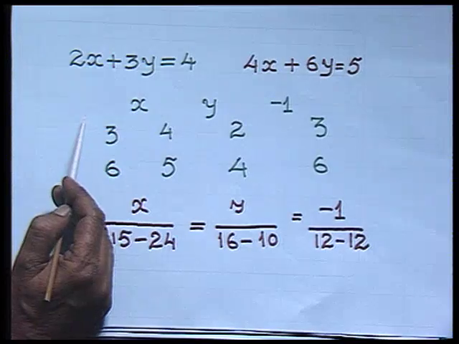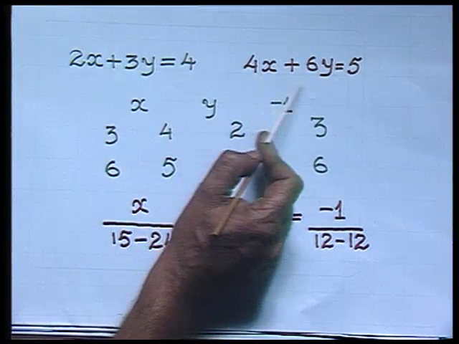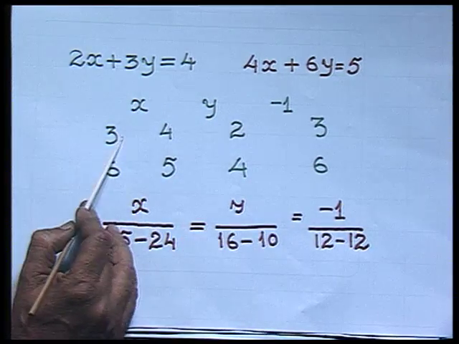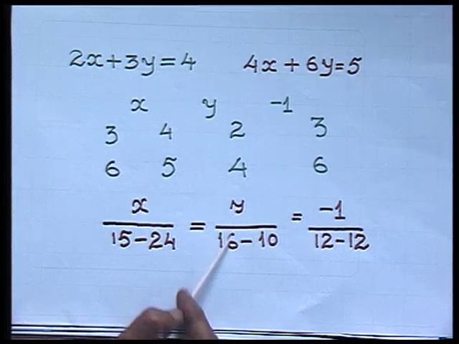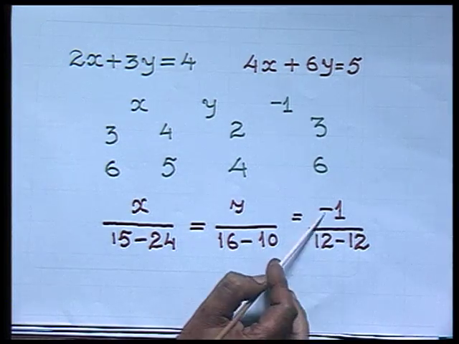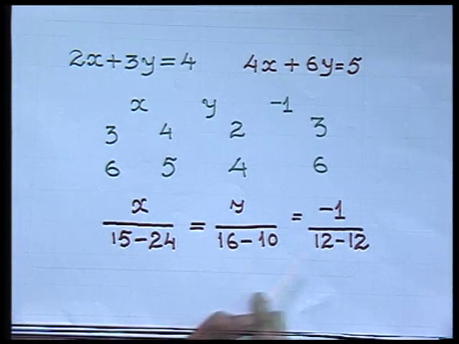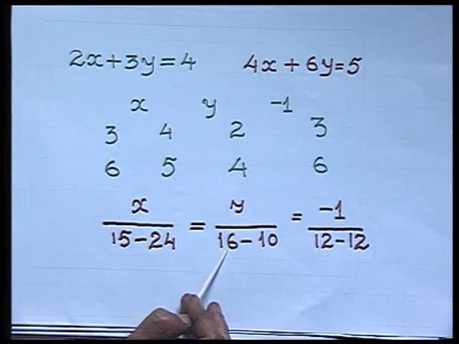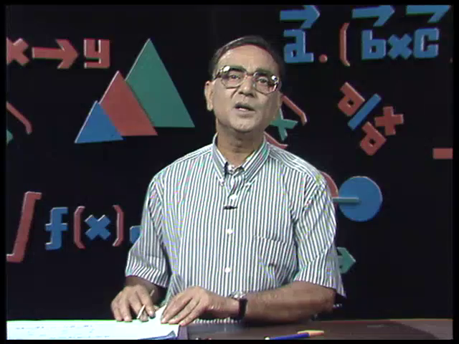So here let us take another case now. The equations are 2x plus 3y equals 4 and 4x plus 6y equals 5. Setting x, y and minus 1 and the coefficients, I get x upon 15 minus 24, y upon 16 minus 10, and minus 1 upon 12 minus 12. 12 minus 12 is 0, that is 0, minus 1 upon 12 minus 12, that is 0, 16 minus 10 is 6, not 0, 15 minus 24 is not 0.